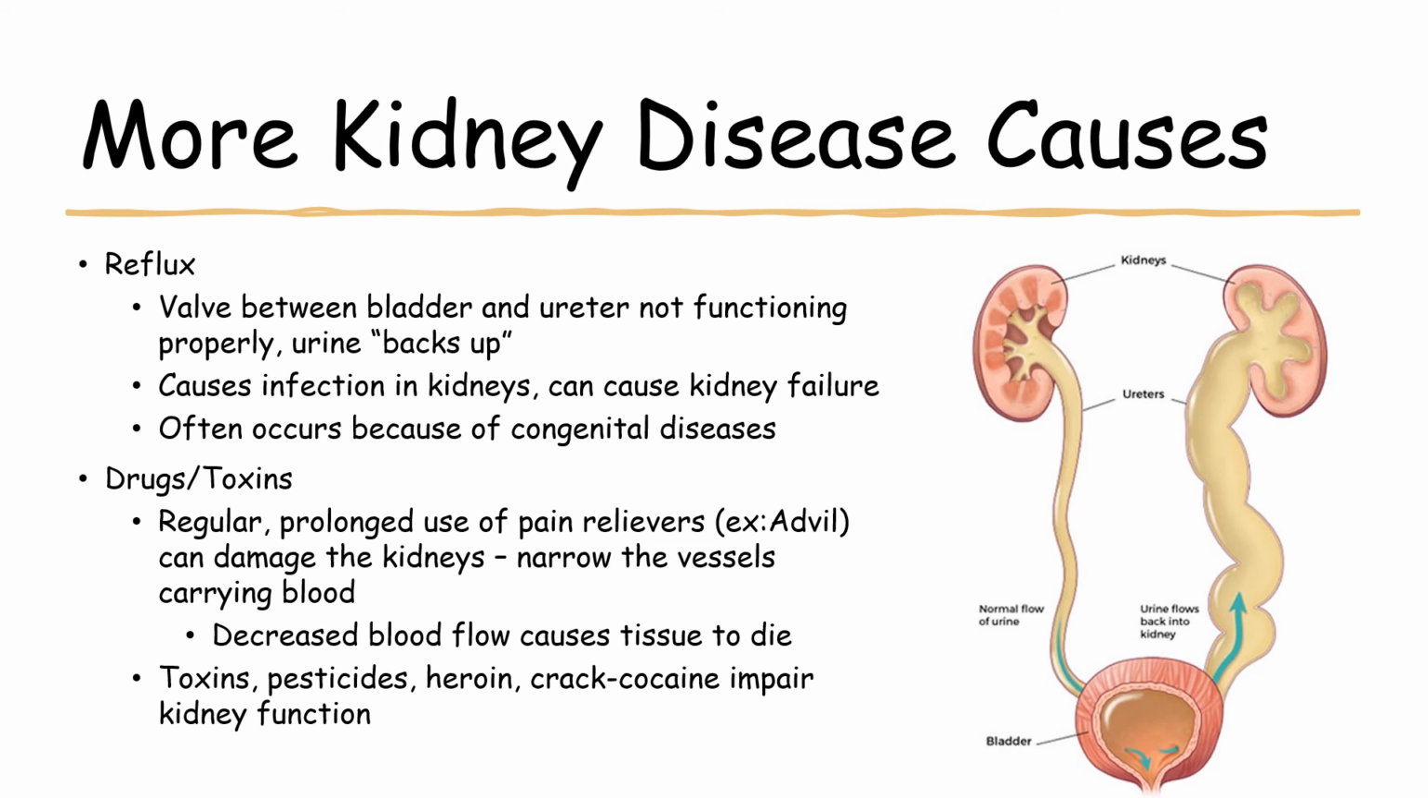Another cause of kidney failure is reflux, and this can be very serious. This happens when the valve between the bladder and the ureter is not functioning properly, so the urine is able to flow back up the ureters and back into the kidneys. And as you can see in this diagram, the kidney on the right is very enlarged because all that urine is flowing back up. It causes infection in the kidneys, it can cause kidney failure, and it's often the cause of a congenital condition. Finally, drugs and toxins. Regular use of pain relievers can damage the blood vessels carrying blood, which can cause kidney tissue to die, and toxins, heroin, various drugs can impair kidney function and cause kidney failure.